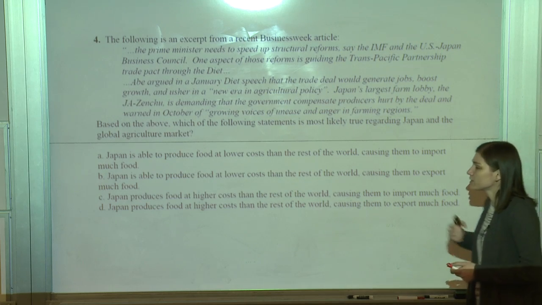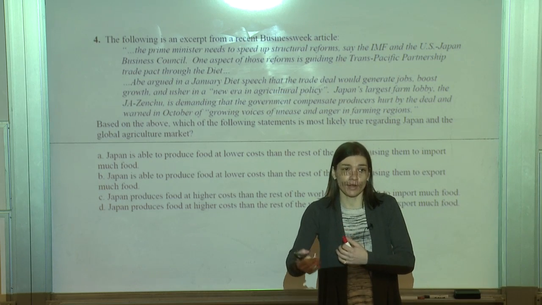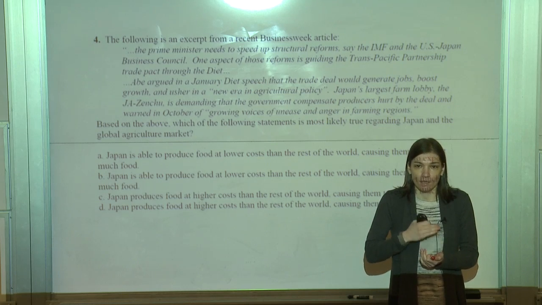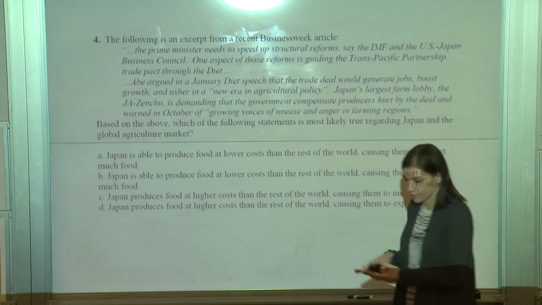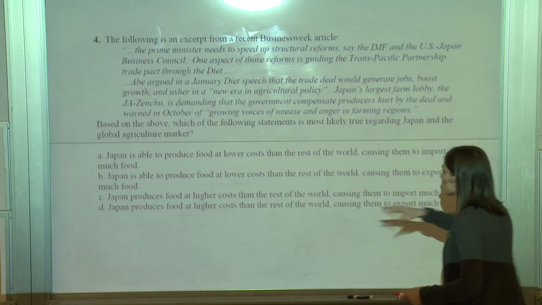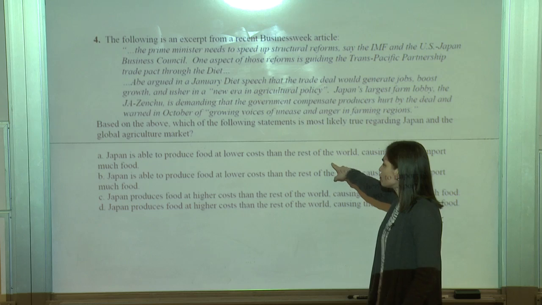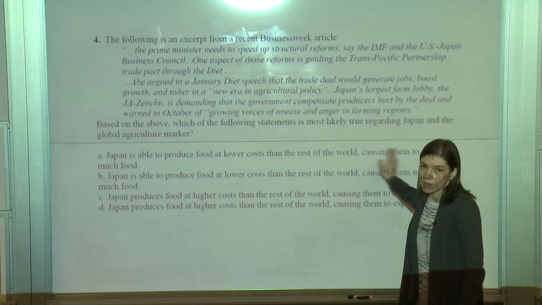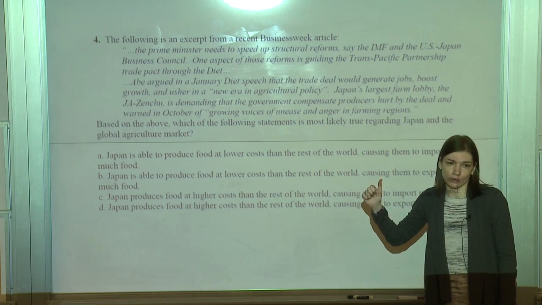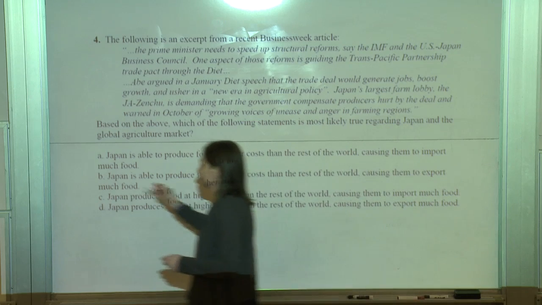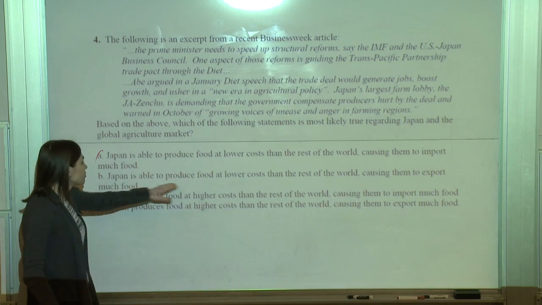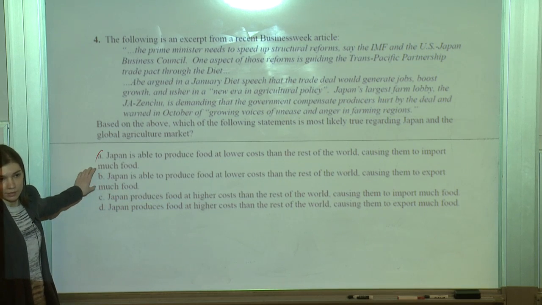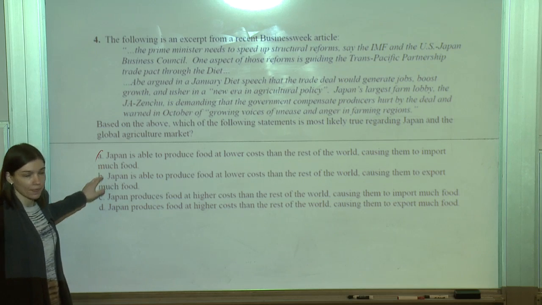So in what sense would open world trade hurt producers in one country? Let's look at the options first. Japan is able to produce food at lower cost than the rest of the world, causing them to import food. First of all, if they're producing at a lower cost, are they going to import? No, so that's not going to be true in any case. Japan is able to produce at lower costs, causing them to export. That's possible, right? If they're producing at a lower cost, then they're exporting the good.